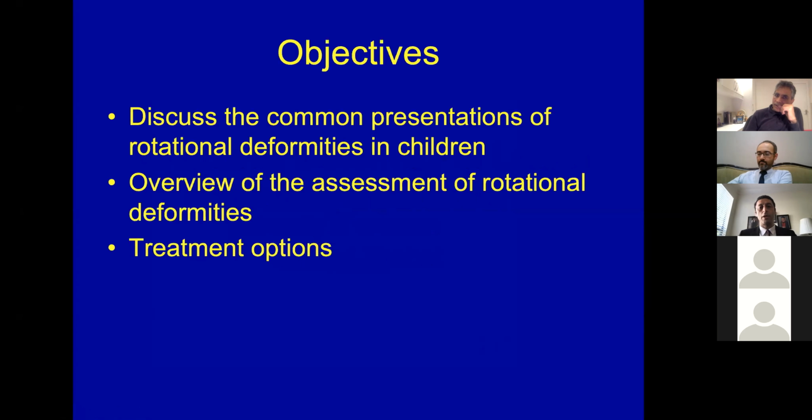Our objectives today: first, to discuss the common presentations of rotational deformities in children. Number two, to go over the clinical assessment, how to assess the patient with rotational deformities. And lastly, to discuss the treatment options, how to customize the treatment according to the presentation of the deformity and the other associated deformities, and how to treat patients with more complex deformities.